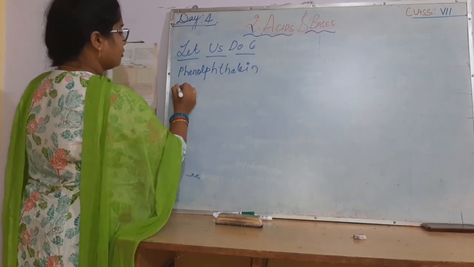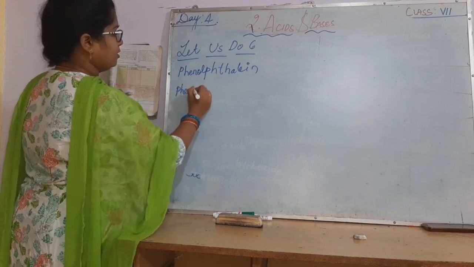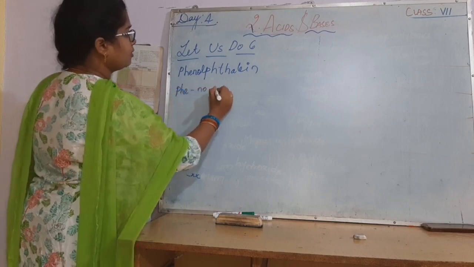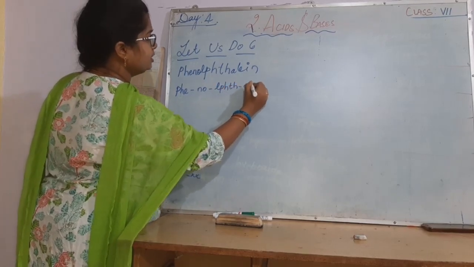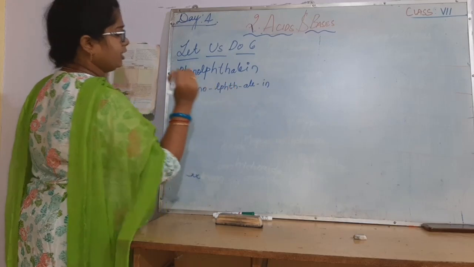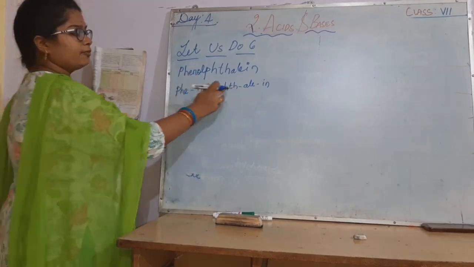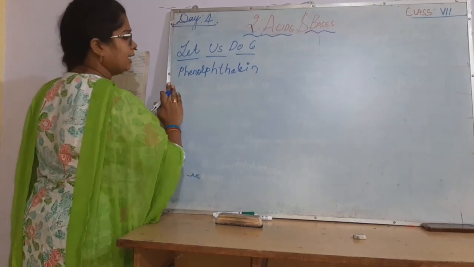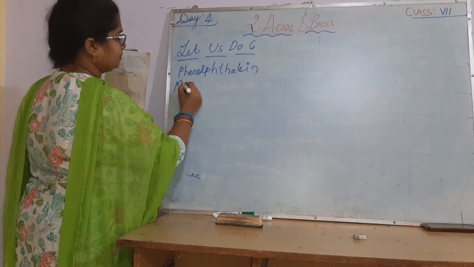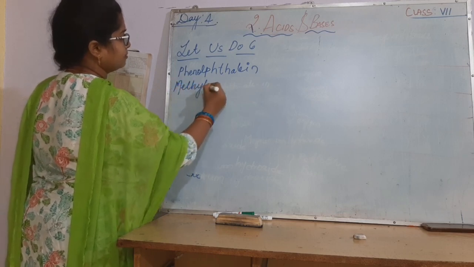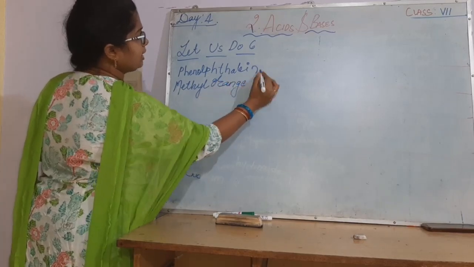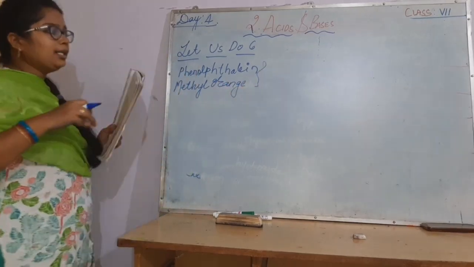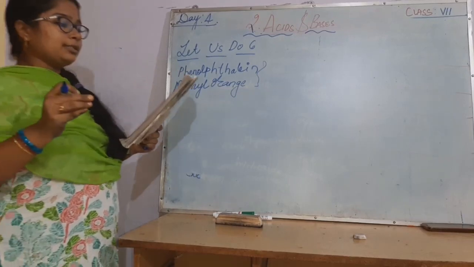Phenolphthalein. It's a big spelling. Okay. And methyl orange. These two are also indicators. They are asking you to check. Let us check with all the substances.